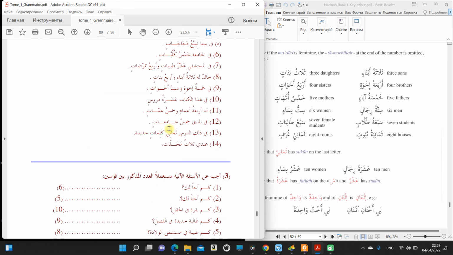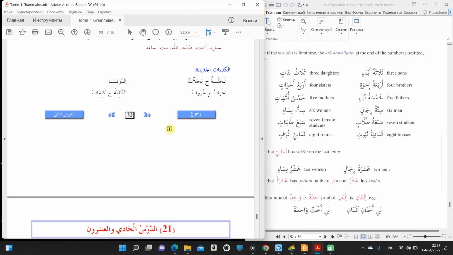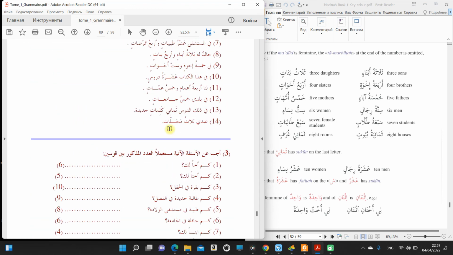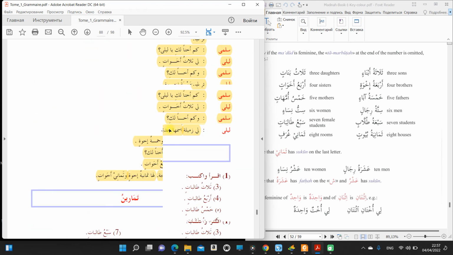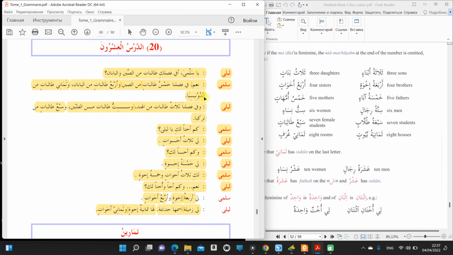That is a very short lesson, but you'll have to write down these numbers and you'll have to memorize them, and you'll have to get adjusted to the way how numbers are written and pronounced with a female ma'dud. I mean without ta marbuta. So it will take more than 12 minutes.